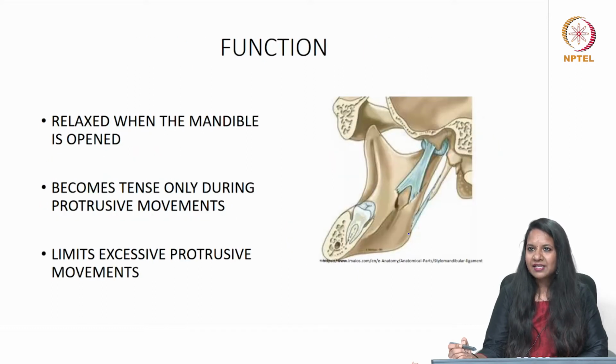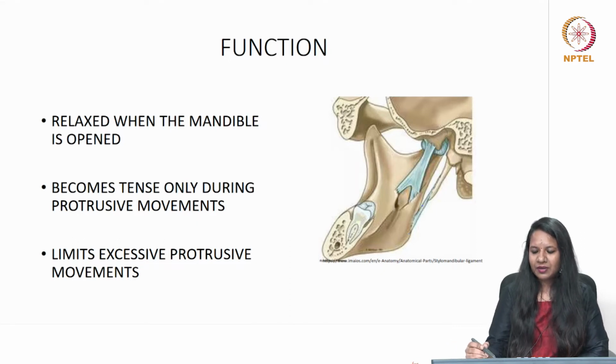So it is relaxed when the mandible is opened and it becomes tense only during protrusive movements. It limits excessive protrusive movements. So here you can see the stylomandibular ligament. So the fibers are oriented this way and it is protecting against excessive protrusive movement. Whenever there is excessive protrusion, this ligament will prevent the mandible moving too much forward.